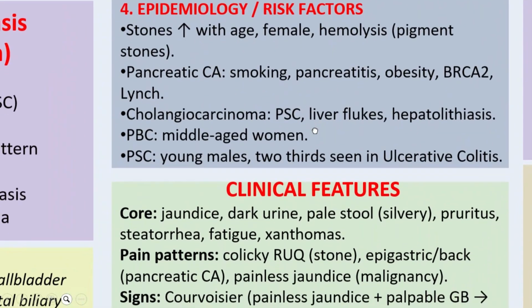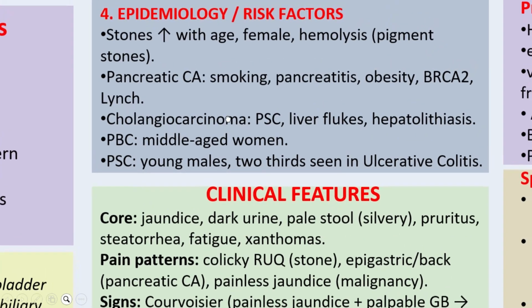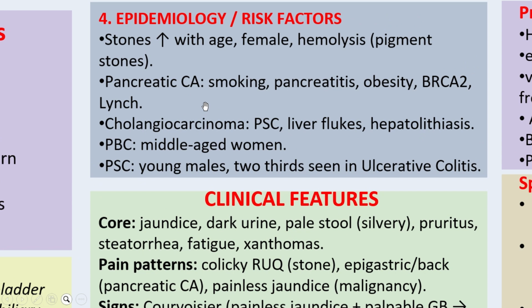So we have some epidemiology and risk factors. So most commonly, stones are coming with increased age, mostly in females and in people who have hemolytic diseases like sickle cell. Then pancreatic cancer is going to be associated with people who smoke, people with a history of pancreatitis, people with obesity, and people with a BRCA2 gene. And sometimes when you have the Lynch syndrome, and I covered the Lynch syndrome in my video about colorectal carcinomas, you can please check that out if you haven't.